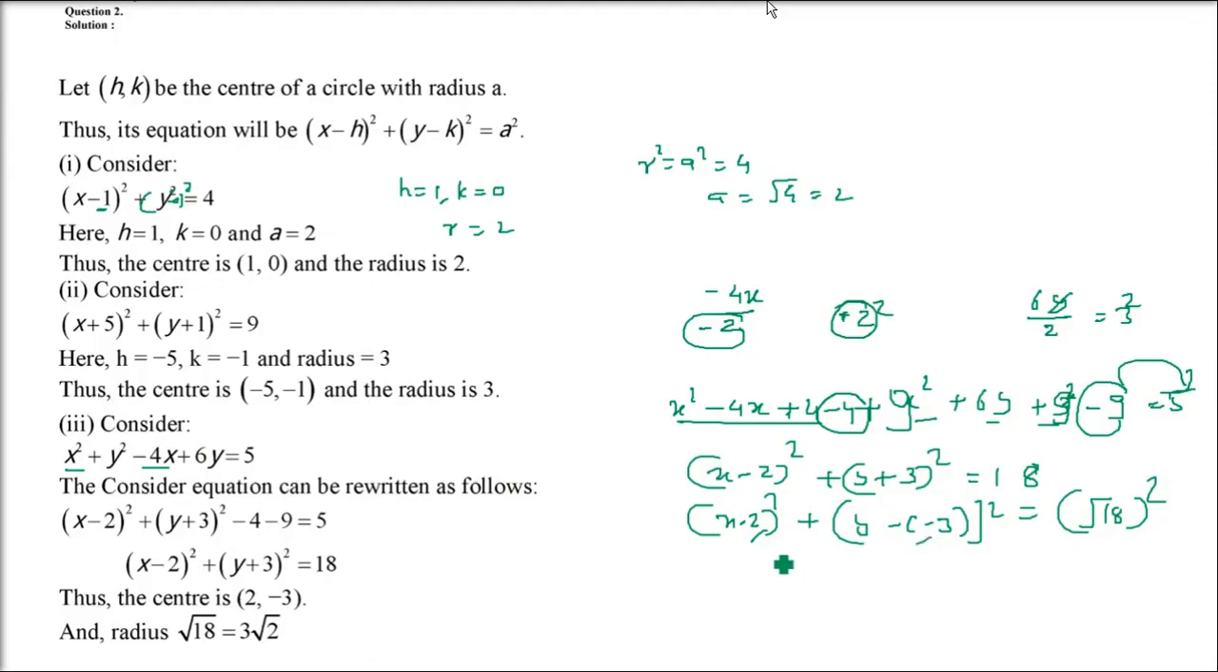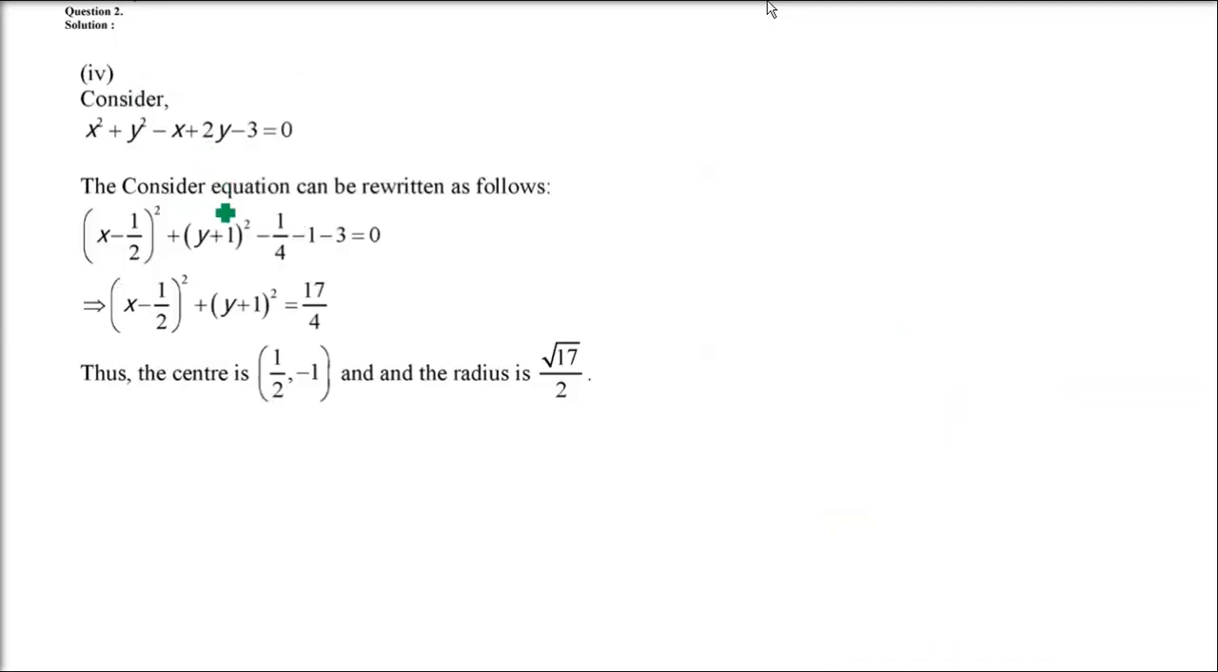First of all, h and k: h, because it is minus already, so h is 2 and k is minus 3. H and k we have. This is root 18. So how do you write root 18? You can write it as 9 into 2. You can take them separately, root 9, root 2. This is 3 root 2. So radius is 3 root 2.